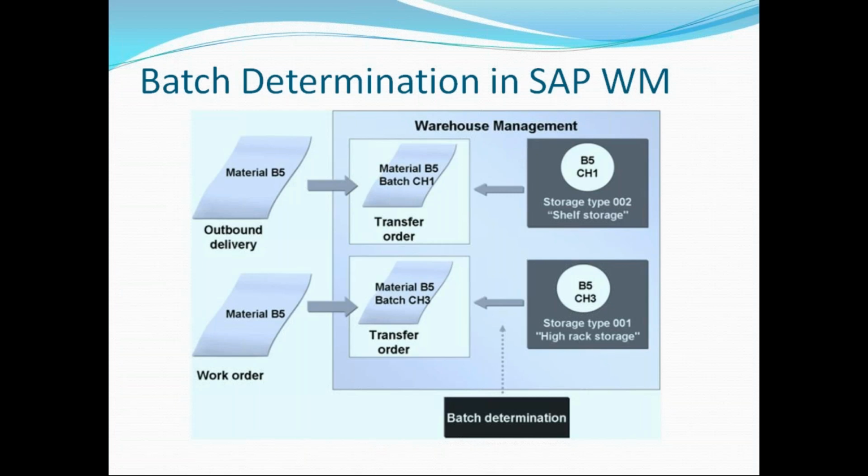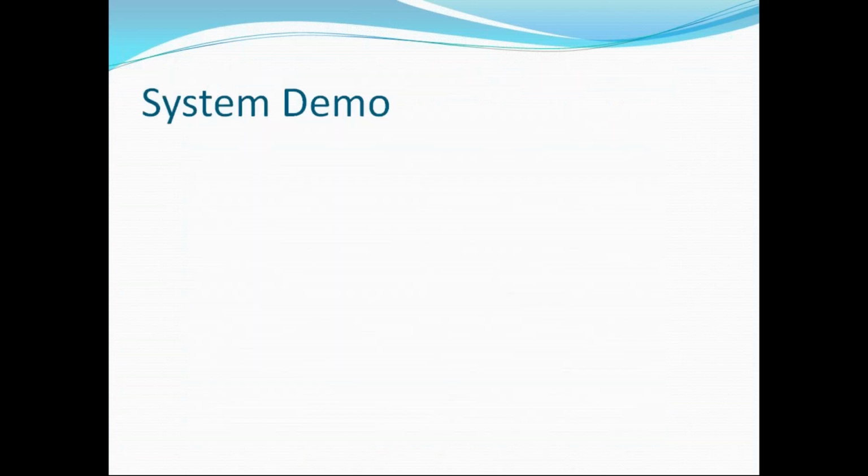Once the transfer order is created for the material B5, system will be proposing the batch CH1 as per the strategies and the configuration that is maintained for the batch determination. If you are working with the work order, once the work order is released and the transfer order is created from the work order for the material B5, system needs to propose the batch CS3 so that material will be picked from the high rack storage type 001 with the batch CA3. So the actual batch will be picked for the material in the outbound delivery as well as for the work order.